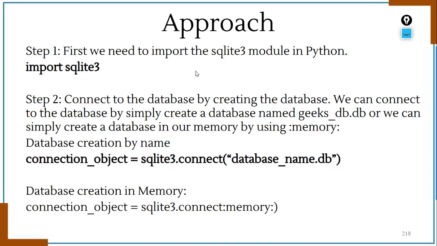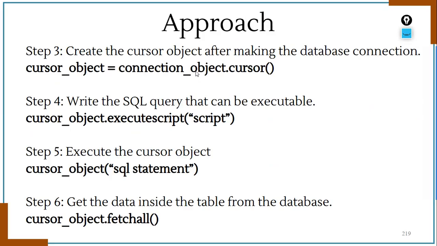Then the next step is to create the cursor object. It is an intermediate object. It is not compulsory to create this cursor object, but it is good practice for establishing the connection with the database. Here we use the connection object that we created in the previous step, dot cursor, which is available inside the sqlite3 package. Whatever operations we are going to perform, we have to fire the queries on this cursor object.